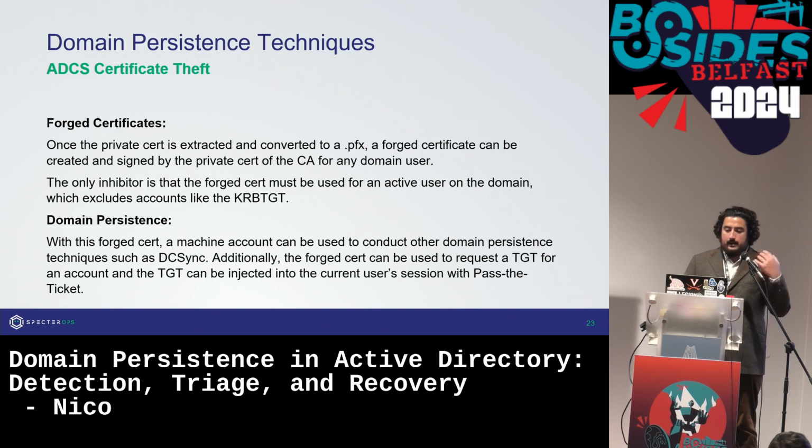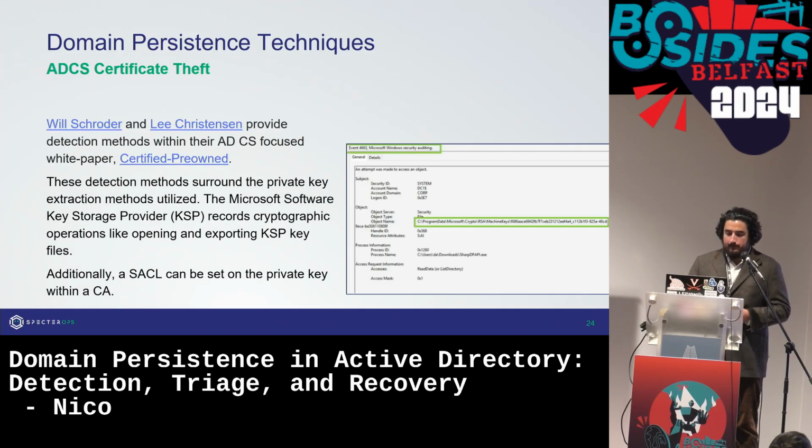All right, so once the private cert is extracted and converted, a forged certificate can be created and signed. That is ultimately at the end of this. I'm going to push through this technique just to make sure we have some time for auditing.